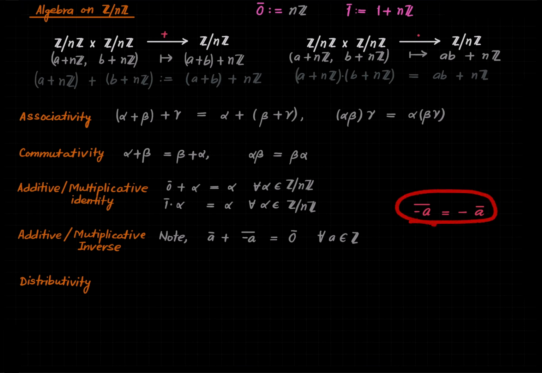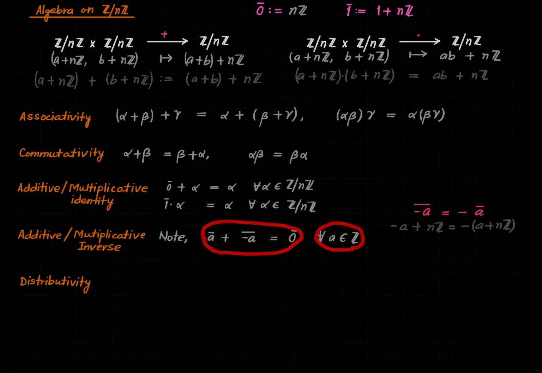This equation is a notational thing. There is no mathematical content here. Another way to write the same equation is minus a plus nZ is minus a plus nZ. This is just a notational thing. So just verify this, and that shows that there is an additive inverse available for every element in Z mod nZ. This equation is really saying that for each element of Z mod nZ, there is something which you add to it will produce 0.